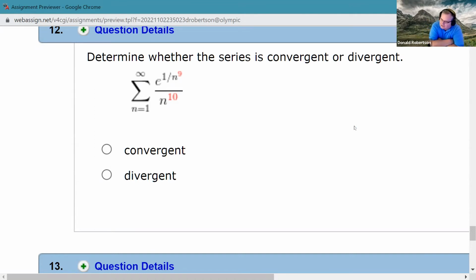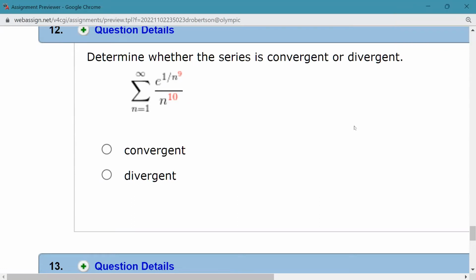So what the heck is the U sub? Not a lot of choices, right? I guess there's 3 choices: n to the 10, e to the power of 1 over n to the 9, or just 1 over n to the 9. I think it's the last one, right? Yes, it is. So I'm going to be doing that one.